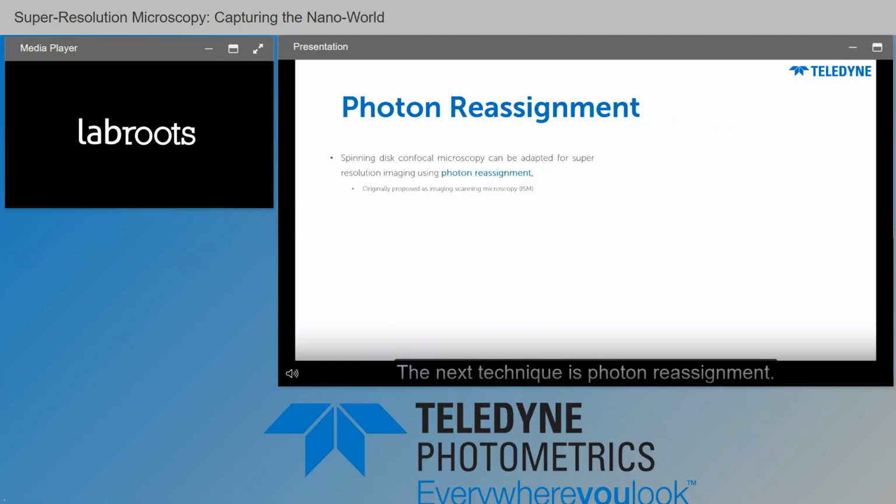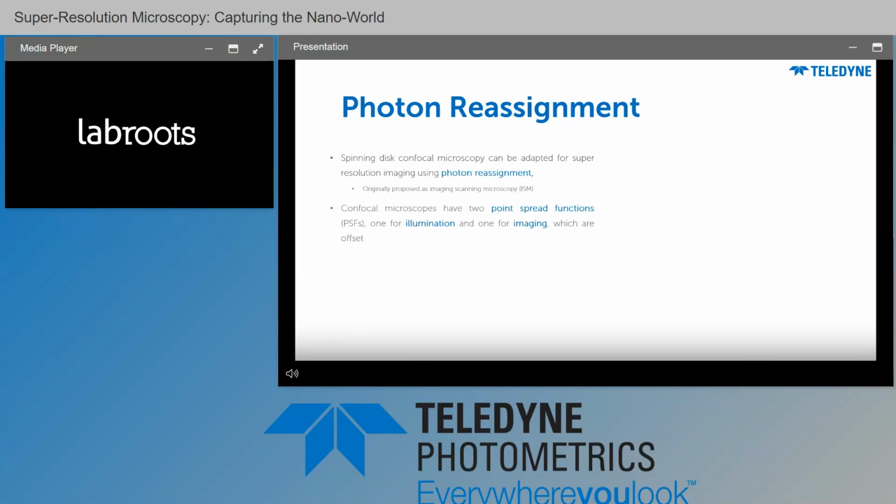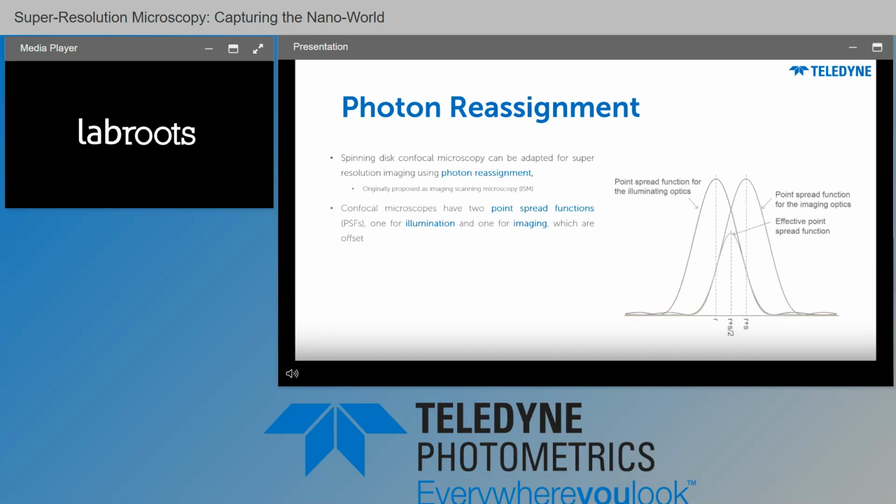The next technique is photon reassignment, one form of which is adapted from spinning disk confocal microscopy, originally proposed as image scanning microscopy. So with confocal microscopes, you have 2 point spread functions, or PSFs, one for the pinholes at illumination and one at the pinholes for imaging. These 2 point spread functions are offset. You can see them here, the illumination on the left and the imaging on the right. The actual image comes from the narrower effective point spread function in between. Because this point spread function is narrower, it's at a higher spatial resolution compared to the other point spread functions.